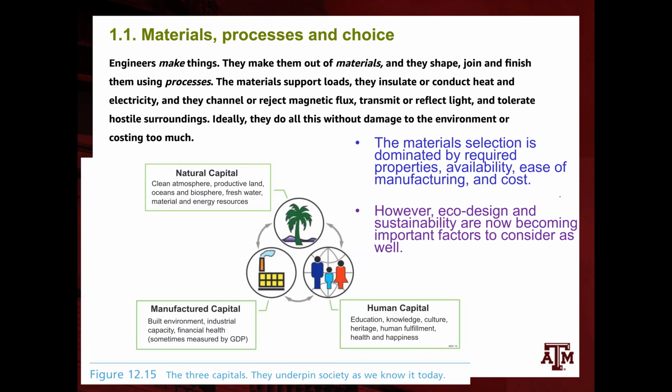Another important thing to keep in mind is that when we select materials, in addition to their properties, we also have to keep in mind eco design and sustainability. So basically, you have to see how the manufacturing methods that we are using to make those materials are going to affect the environment. And this is, of course, for the welfare of our society. So we also need to take those factors into account while we are selecting this material.